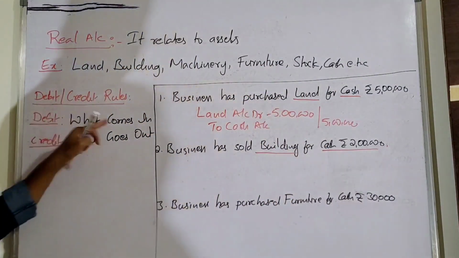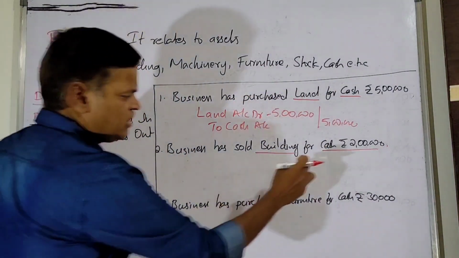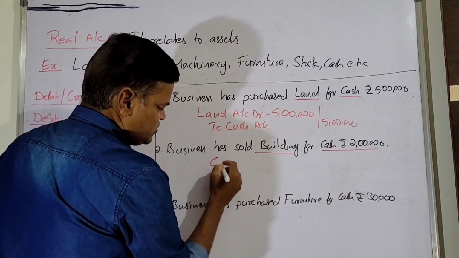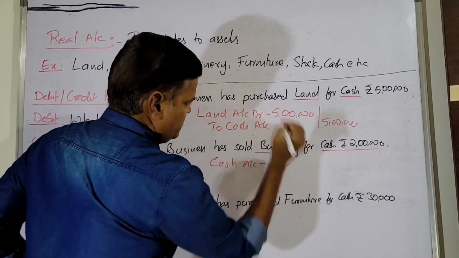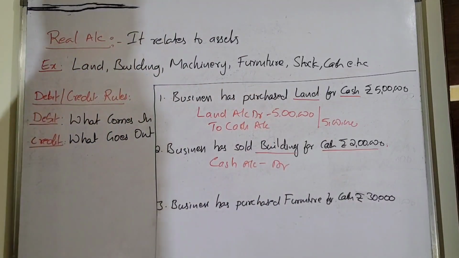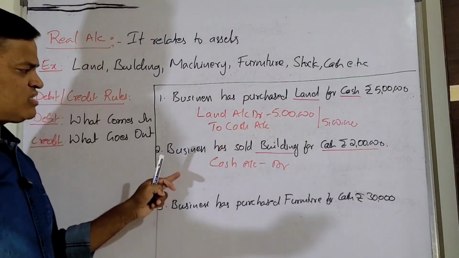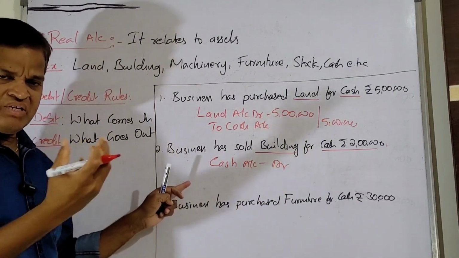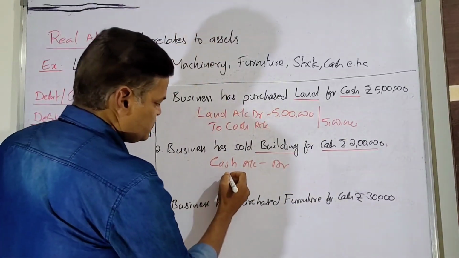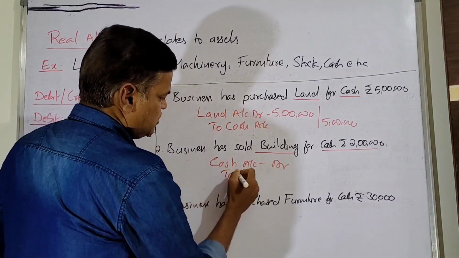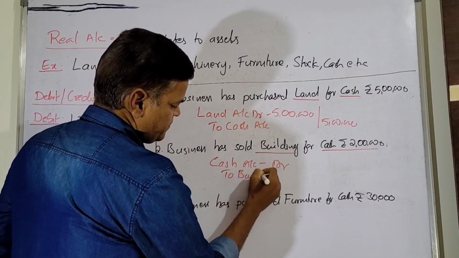According to real account, what comes in debit? What is coming here? Cash is coming here. Hence, we can write cash account debit. Then in this, we are selling building. The business is getting cash and the building is going out from the business. Hence, we can write credit to building account.